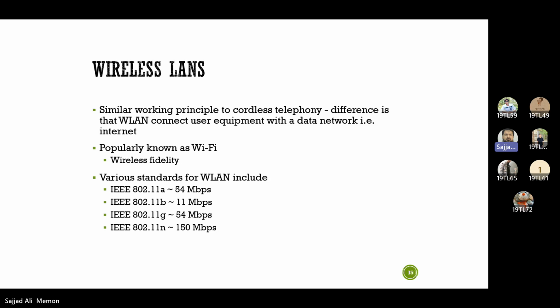Wi is for wireless and Fi for fidelity. So that is the full form of Wi-Fi, wireless fidelity, and it has various standards. Nowadays we have much more advanced standards of Wi-Fi. These were some basic standards at the time when it was introduced, A, B, G, N, depending on the amount of bits per second we can transmit through different standards.